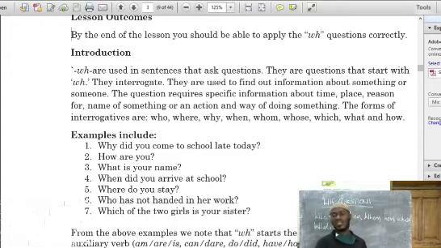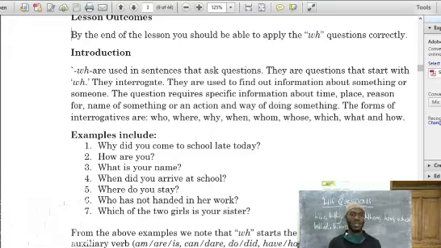See? Now, we have examples here of the WH questions. Let us look at them together. The first one is asking, why did you come to school late today? I think that it is beginning with why. It is beginning with a WH word. So that means that is a WH interrogative, or WH question. And just as you know that every question must have a question mark at the end, to signal that the type of sentence that you're writing is a question sentence.